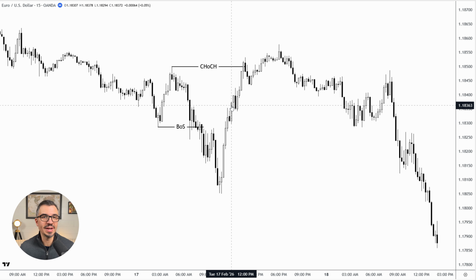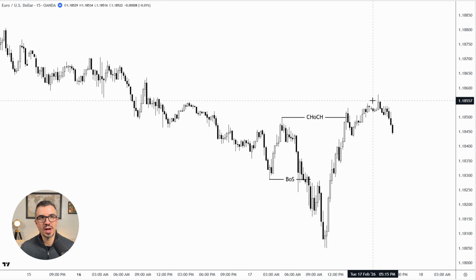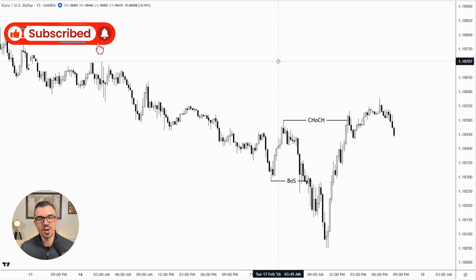So EURUSD 15-minute time frame. Let's go ahead and take a look at this here. I'm going to move this back to this portion of this trend because I want to show you something here with this BOS and change of character that we got within this trend. So this right here is what is called inducement.